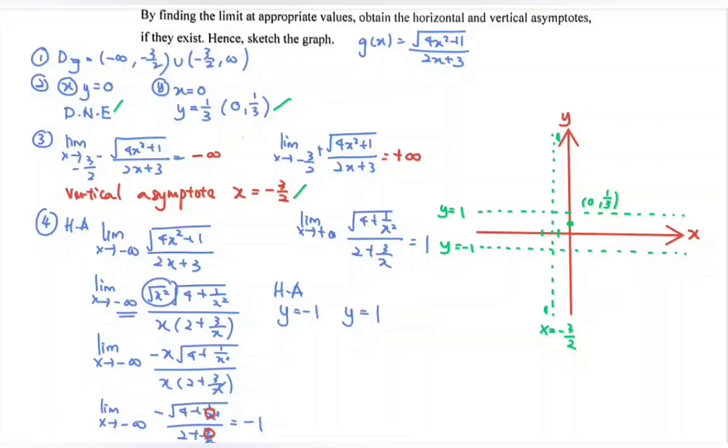By referring to the calculator, if we substitute x equals negative 50, we notice that we have a value which is lower than negative 1. If we substitute x equals 50, then the value of y would be less than 1. So the graph will be something like this. So that is the graph for g(x), and here we have the y-intercept, horizontal asymptote, and also the vertical asymptote.